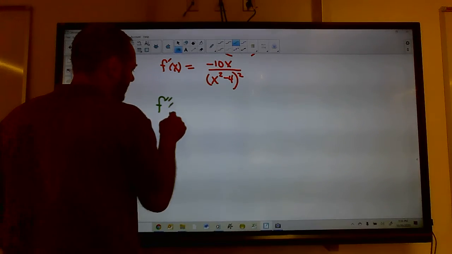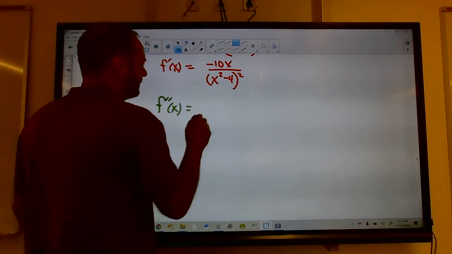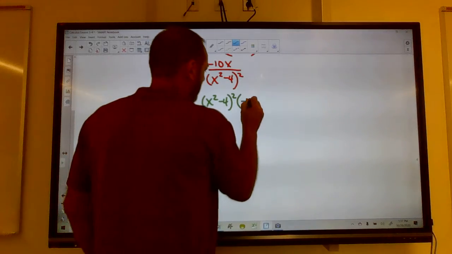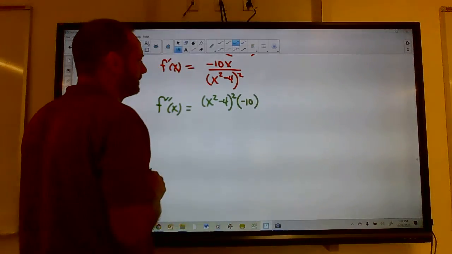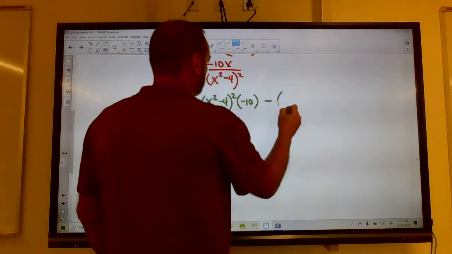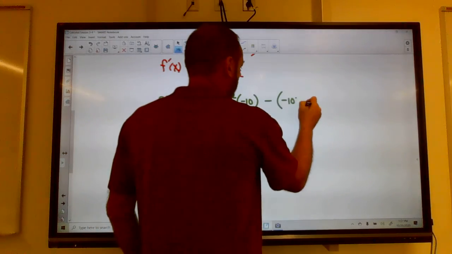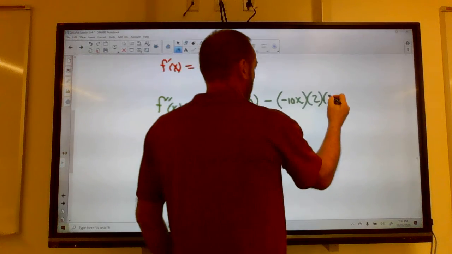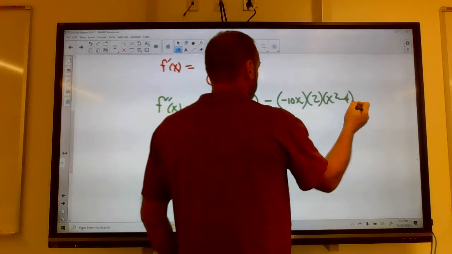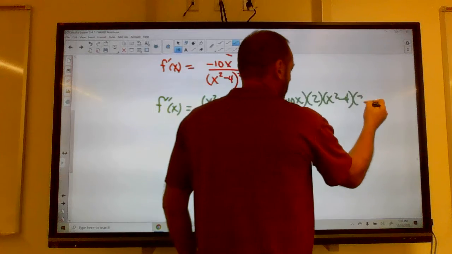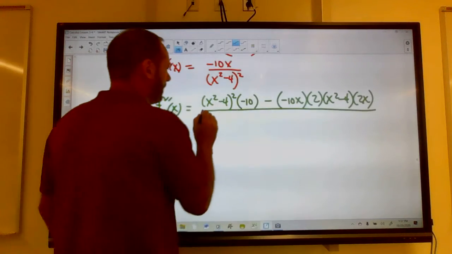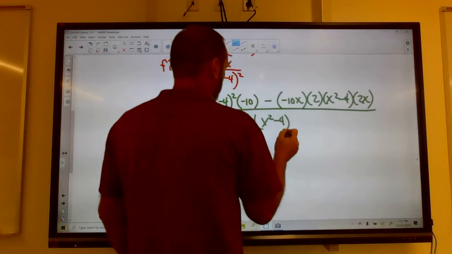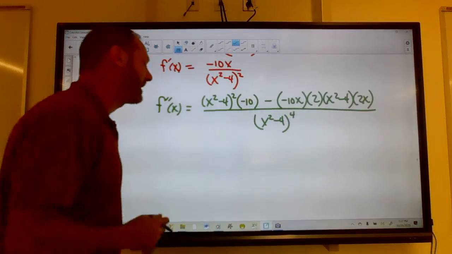So f double prime of x is going to be x squared minus 4 squared times negative 10, minus negative 10x times 2 times x squared minus 4 to the first power, chain rule, 2x, all over x squared minus 4 squared squared, so that's going to be the fourth power.